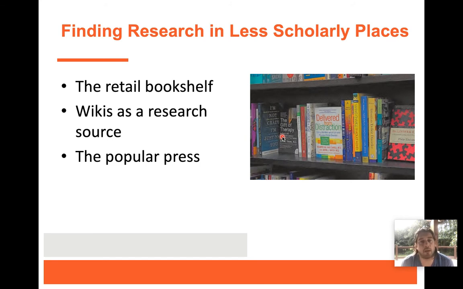Some maybe famous examples that you might have heard about of trade books. People like Steven Pinker. He's actually a linguist, funnily enough, who's gone on to really have a successful career in science writing for the general population.